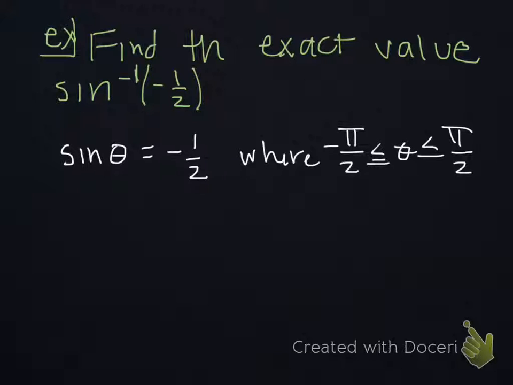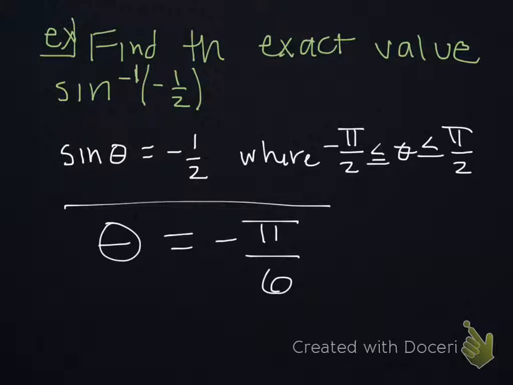So again, we're thinking about that chart. I know a 1/2 comes from the denominator of 6. I'm trying to think of when the 1/2 is in the y part of the coordinate, so that would be a pi over 6. And since the answer is negative, that means the angle is negative. So our theta is negative pi over 6. And that would be the answer to the inverse of sine of a negative 1/2.